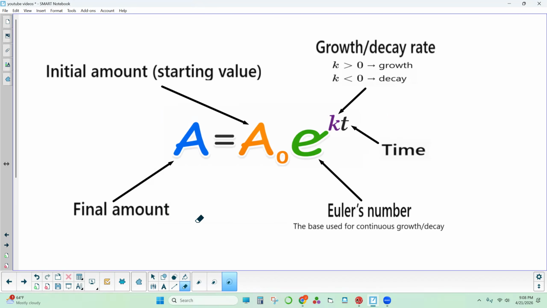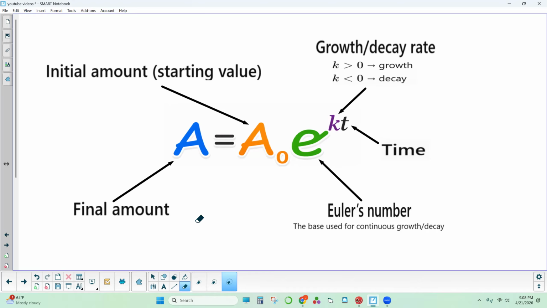And on the right, we have A sub 0, which represents our initial amount, our starting value, where t equals 0, times our base e, which is our base that's used for continuous growth and decay, which is raised to the exponent k times t. T is, of course, time, and k is our growth or decay rate. So k represents the continuous rate of change written as a decimal.